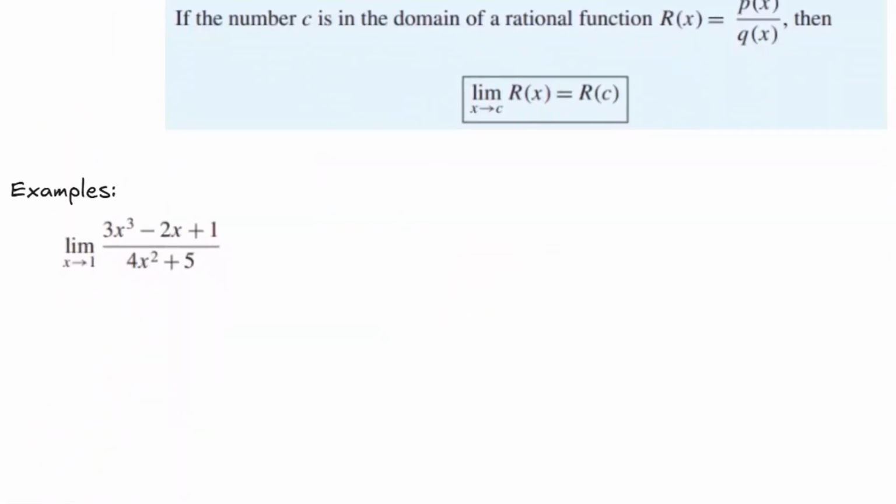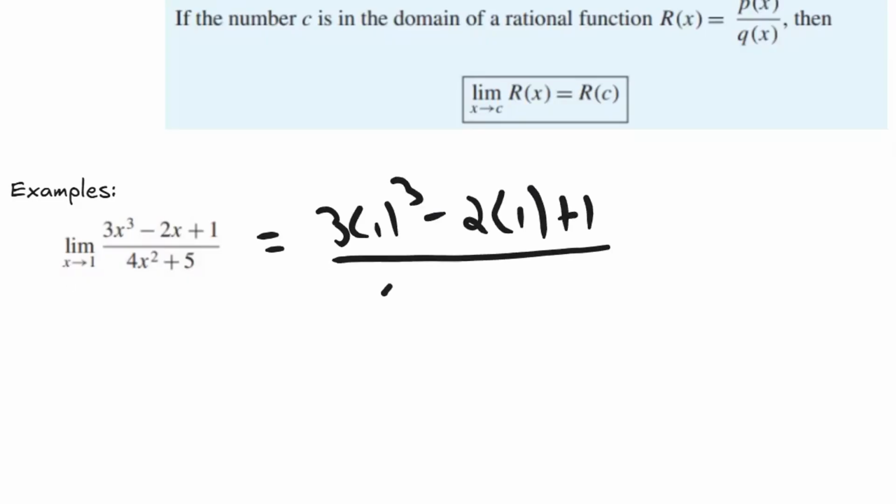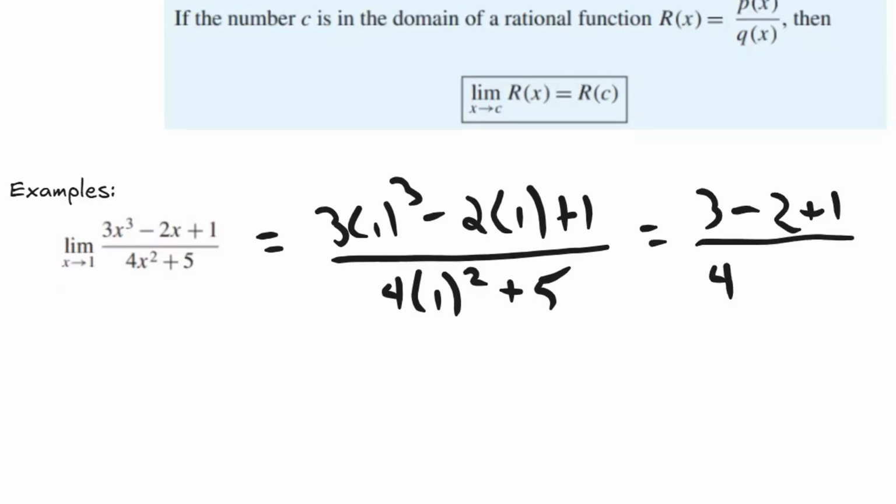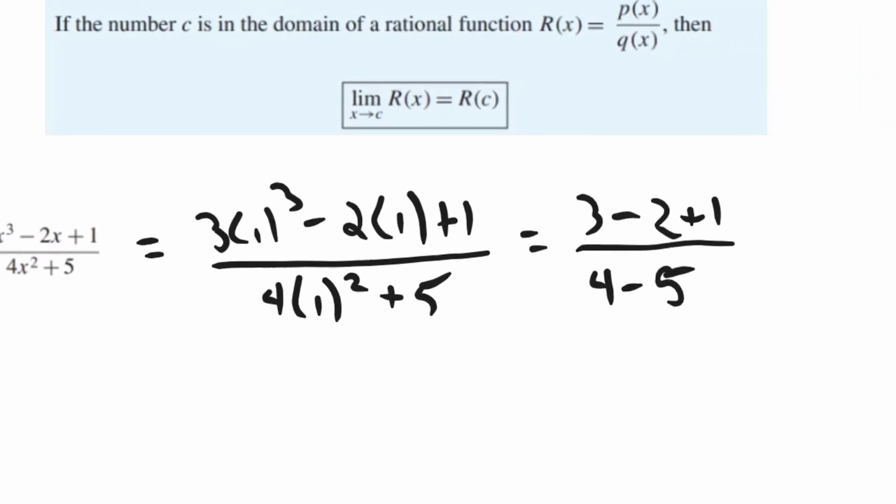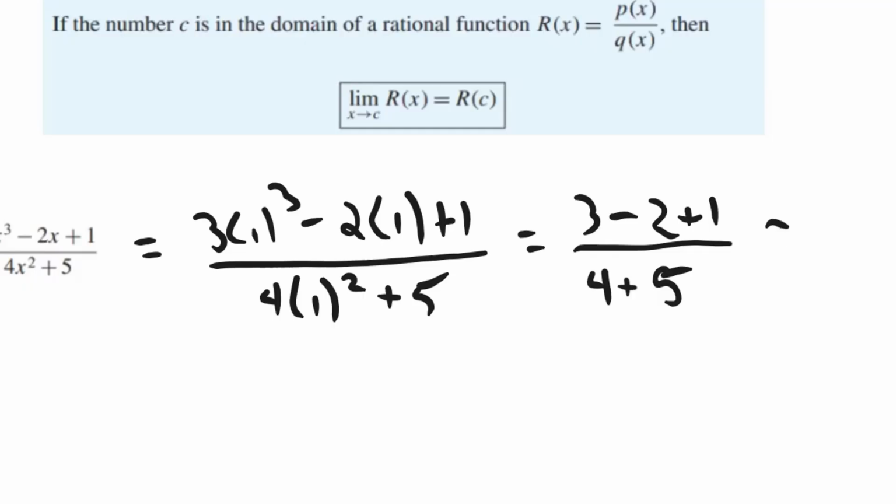So here are a couple examples. We'll take the limit as x approaches 1 of (3x³ − 2x + 1) over (4x² + 5). So the limit is just going to be 3 times 1 cubed minus 2 times 1 plus 1, all over 4 times 1 squared plus 5. And that's going to be 3 minus 2 plus 1 over 4 plus 5. So that's going to give us 2/9.